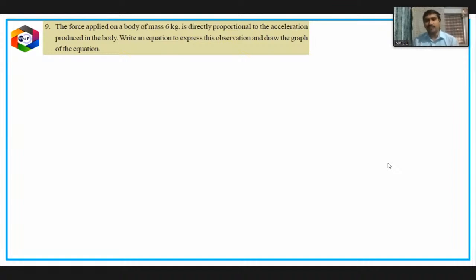In physics, we have a relation also. This is called Newton's first law, I think. So here, the relation is given as the force applied on a body of mass 6 kg is directly proportional to its acceleration. That is, F is proportional to A. F is the force and A is the acceleration.